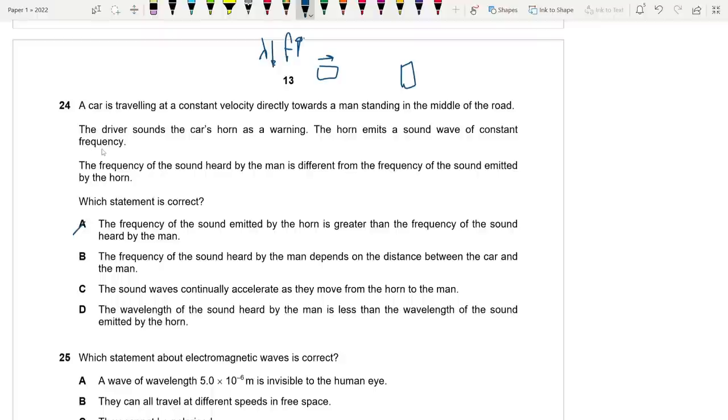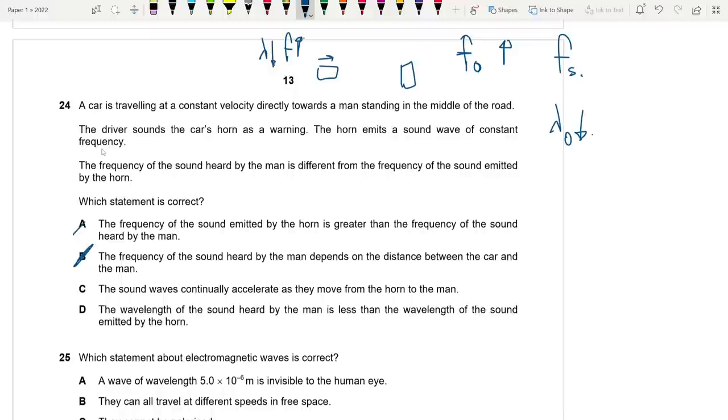Wrong. The observed frequency, the one heard by the man, will be greater than the one emitted by the source. The frequency of the sound heard by the man depends on the distance between the car and the man. Not really. It depends on the velocity, not the distance, alright? Next. The sound waves continually accelerate as they move from the horn to the man. The wavelength of the sound heard by the man is less than the wavelength of the sound emitted by the horn. So, observed frequency is greater, but the wavelength is actually less.